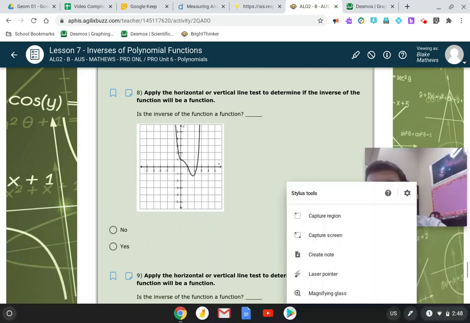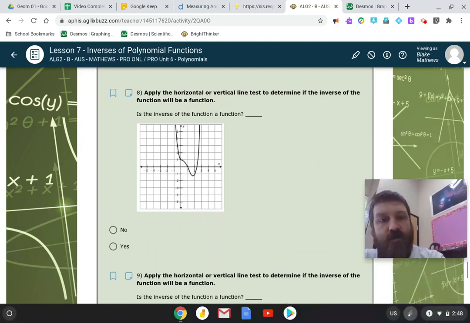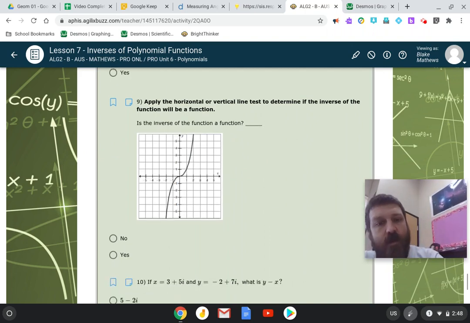So when they ask us, is the inverse of this function a function? We need to do the horizontal line test and see, does any horizontal line touch twice? And yes, many do. All of these touch twice. That means no. Whereas in this one, all these horizontal lines touch just once. Therefore, the answer is yes.